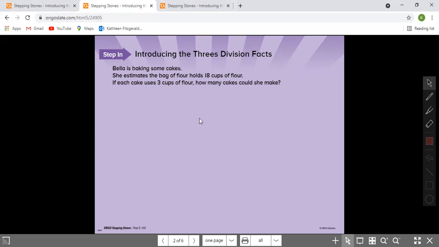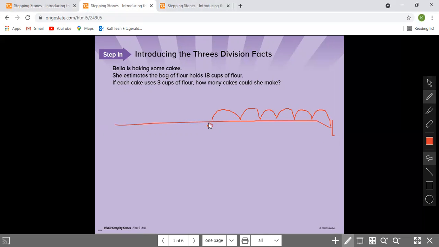Okay, so we've got a couple of ways we can do this, the same as we did with our last problems. We could use a number line where we start at 18, and we would make jumps of 3. So 18, going backwards, 15, 12, 9, 6, 3, and 0. So there we have 0 to 18. Starting at 18, we went in groups of 3, and then we've got 1, 2, 3, 4, 5, 6. So she could make 6 cakes with 18 cups of flour.